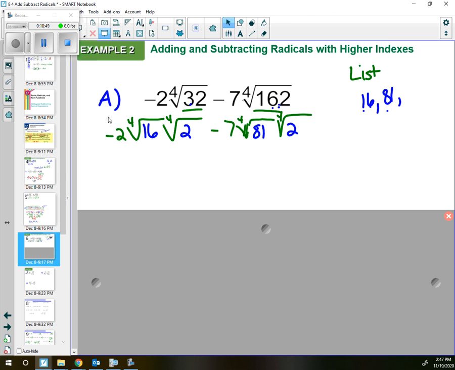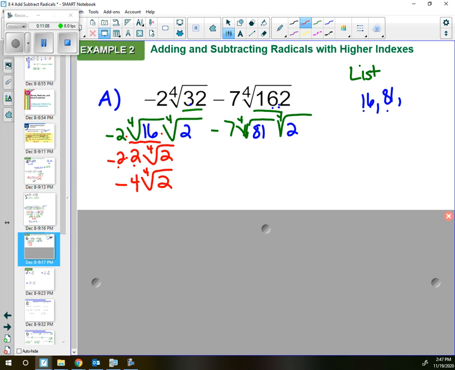All right, why does this help us? Well, now I can do those fourth roots. So remember this -2. This is a product, right? These three things multiplied together. The fourth root of 16, what times itself 4 times gives you 16? Well, 2. A lot of 2's here. So -2 times 2 would be -4 times the fourth root of 2. That's as far as I can go on that one.